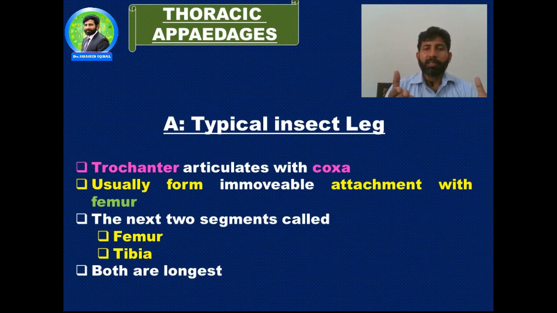Trochanter, articulates with the coxa, and usually forms an immovable attachment with the femur. This immovable attachment with the femur is a particular structure which I will mention in the next slide. The next two segments of the leg, called the femur and tibia, are both the longest.